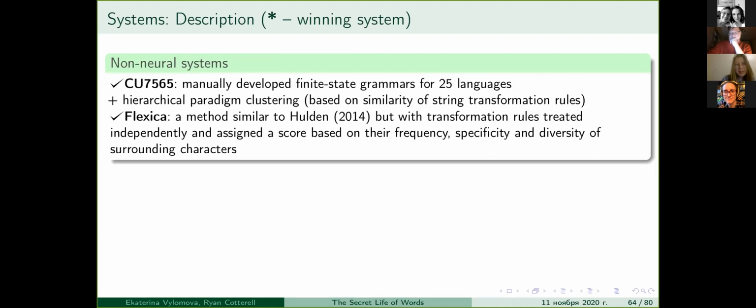And of course, there are some non-neural systems. One of the interesting submissions came from CU Boulder. They manually developed finite-state grammars for 25 languages. And there was also a submission from Flexica that improved one of the earlier models based on transformation rules.